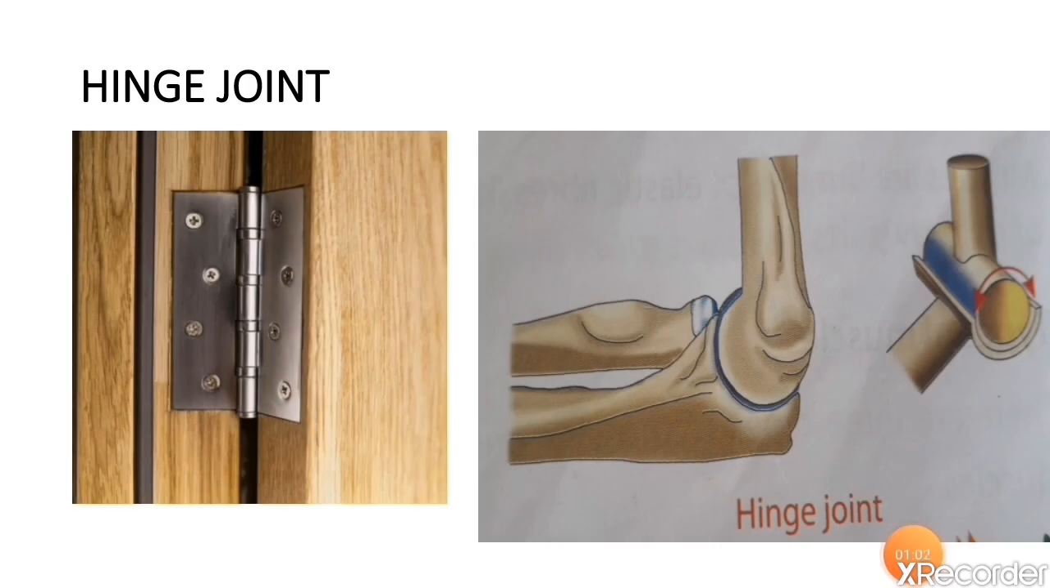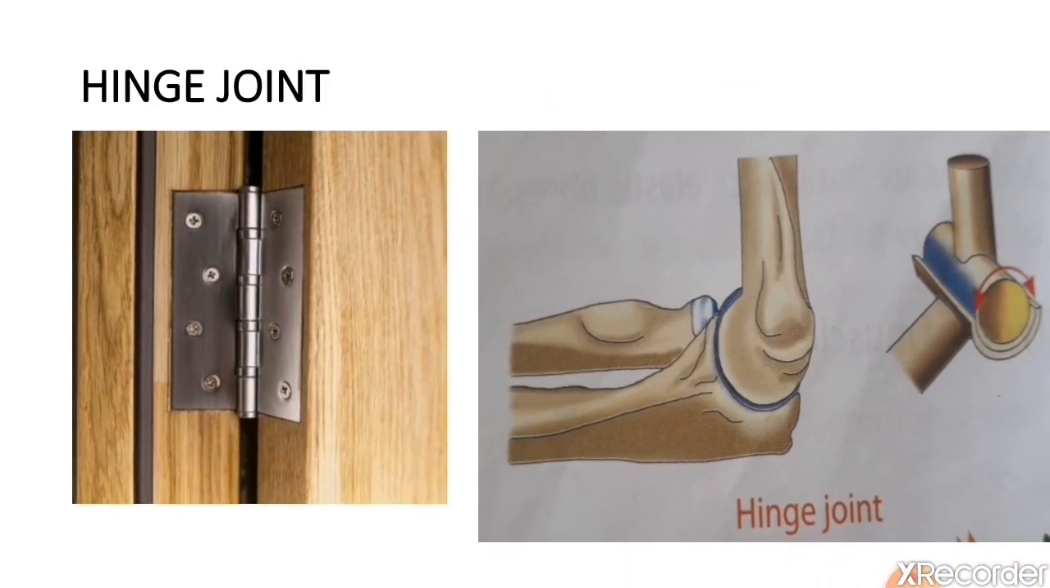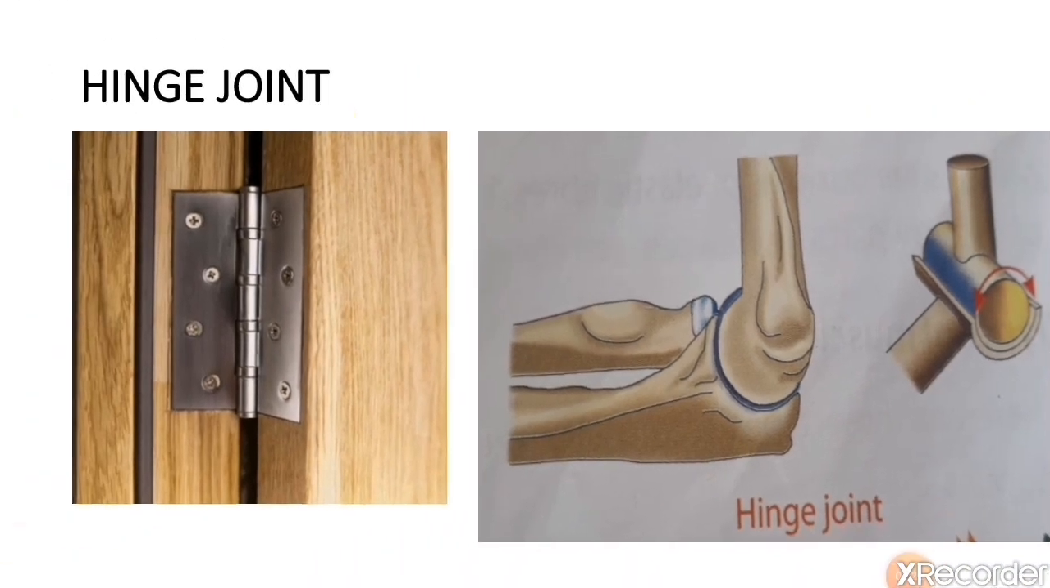The second type of joint is the hinge joint. It allows movement in only one direction, just like the hinges of a door. Okay, you can see this door can open in only one direction. Like that, these joints are present in our elbow and knee, and it allows movement only in one direction.